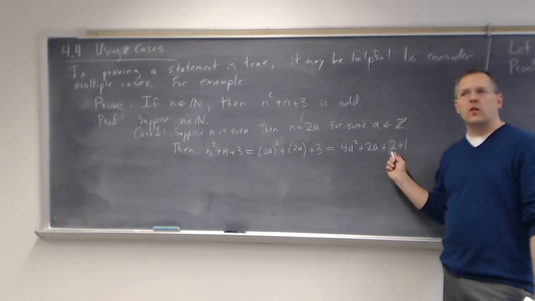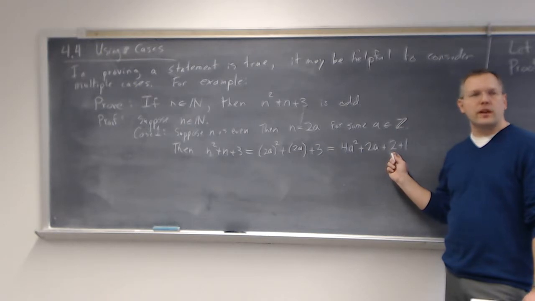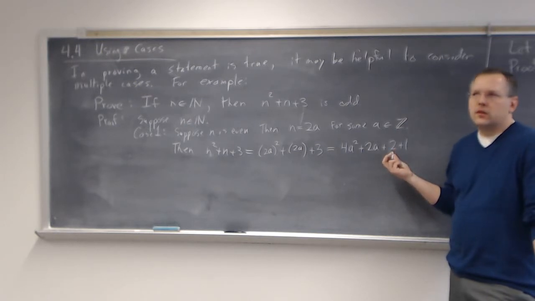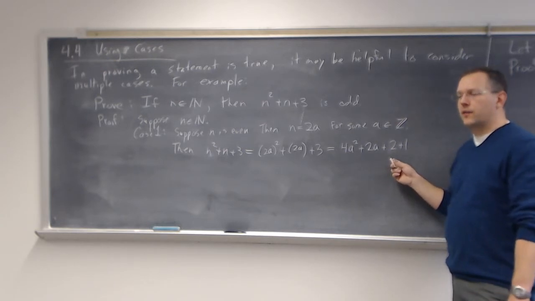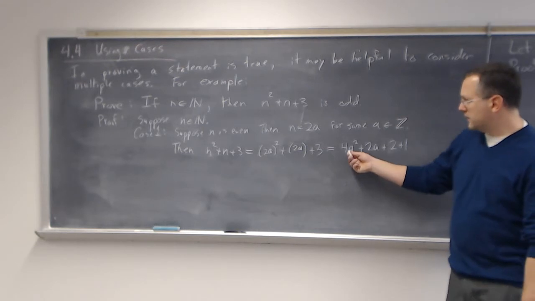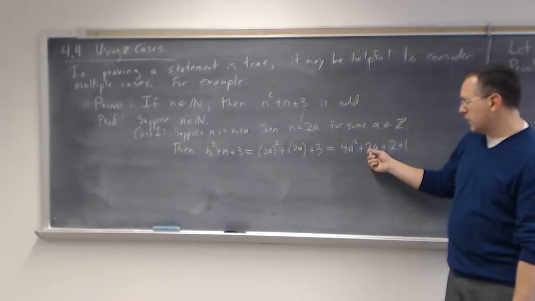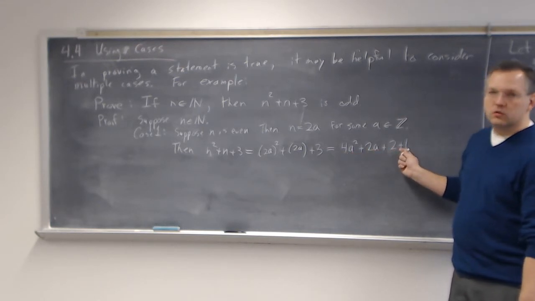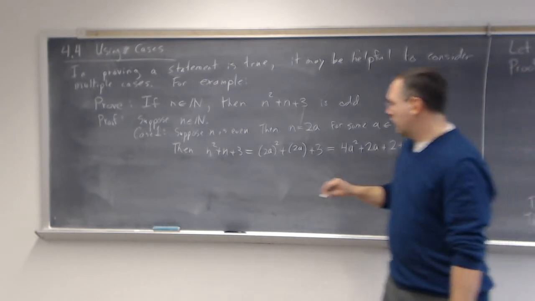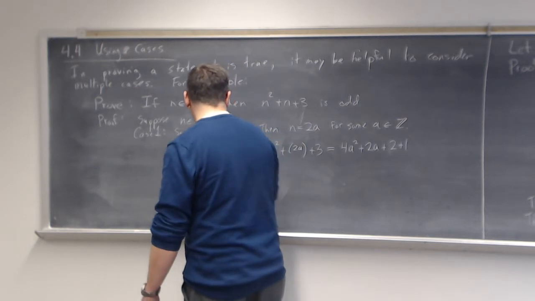You don't want to jump too far ahead where somebody reading your proof wouldn't understand where that came from. But they should be able to figure it out within a few seconds. So clearly, this is 2a, the quantity squared, here's my 2a, and then the 3 I just wrote as 2 plus 1. If you want to wait another line to do that, that's fine. All right. Then that equals.